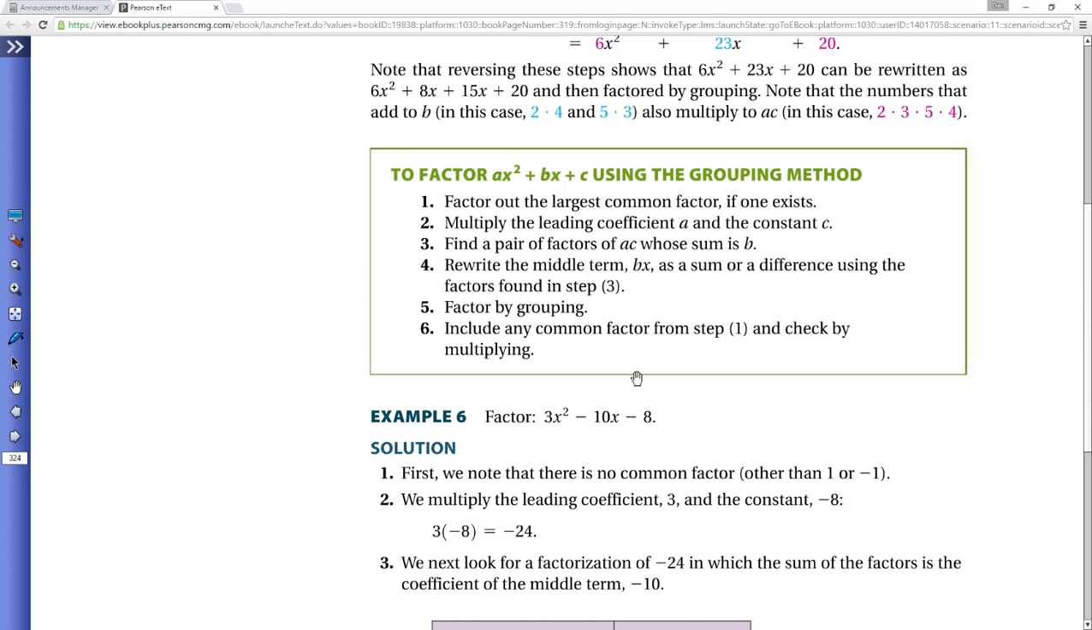And here are some steps basically to look at. It says, one, always factor out the largest common factor. Then two, multiply the leading coefficient a and the constant c, that's the last term. Three, find a pair of factors of AC whose sum is b. Four, we can rewrite the middle term bx as a sum or difference using the factors found in step 3. And then we can factor by grouping if this works, and include any common factor in our answer when we come back.